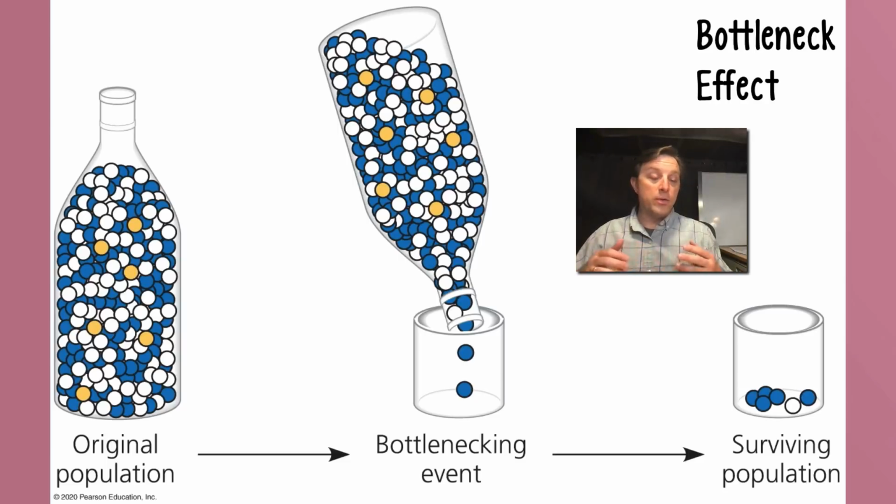One is what we call the bottleneck effect, and this is when an initially large population goes through some drastic event where the population now becomes very, very small. Not only is that small population now much more likely to be affected by random chance, the allele frequencies in that surviving population may not accurately represent what the initial starting population was. Okay, so that is the bottleneck effect: a large population becoming very small.